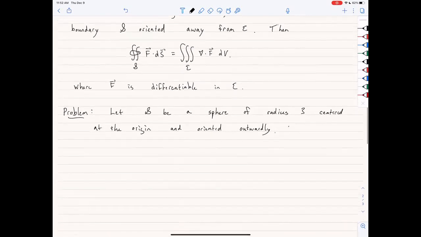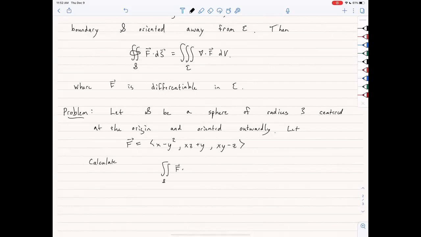Okay, and let F be the following vector field. This is the vector field (x minus y squared, xz plus y, xy minus c). Calculate the following integral over S. It's a vector surface integral.